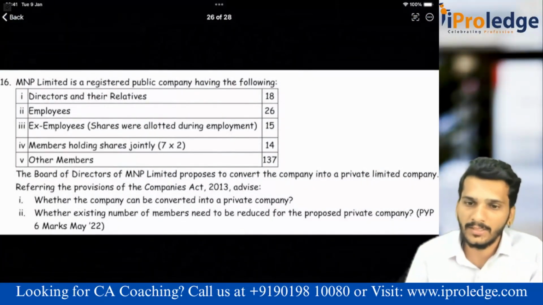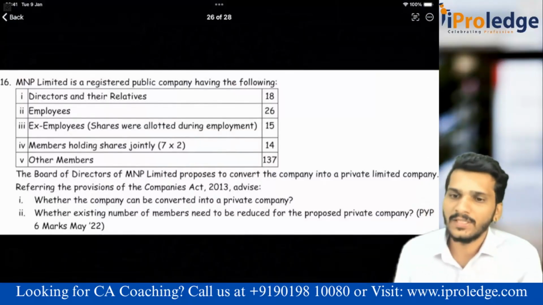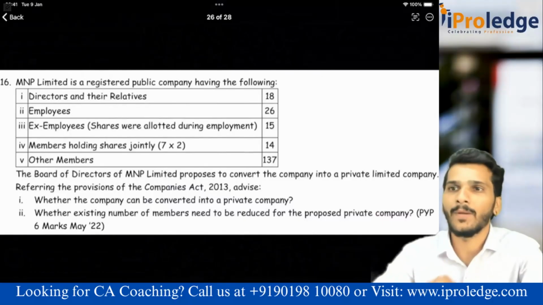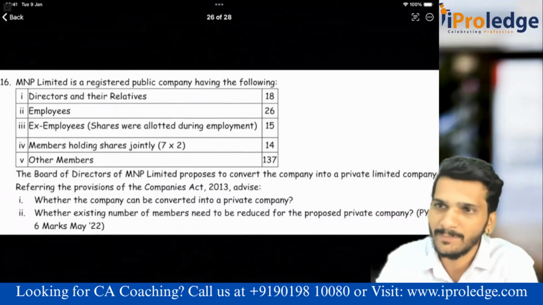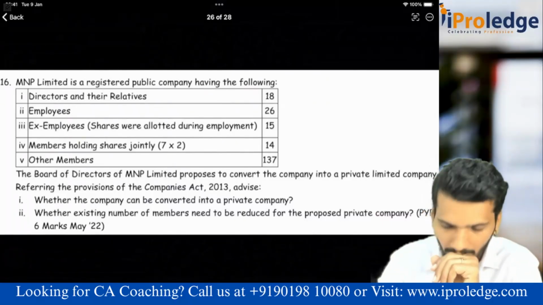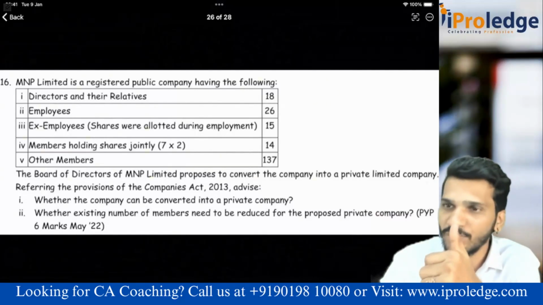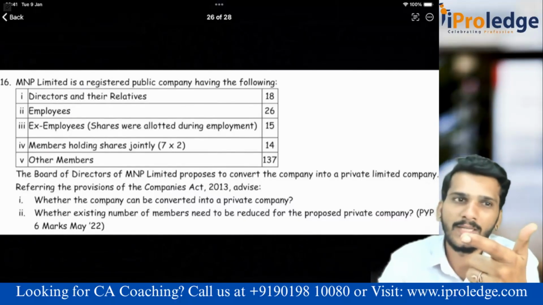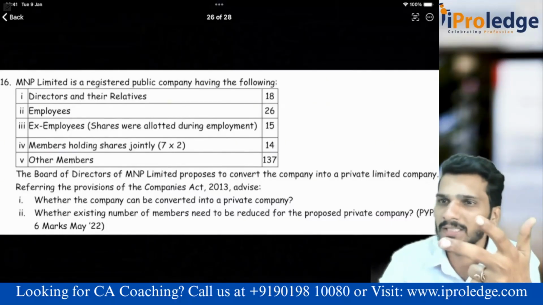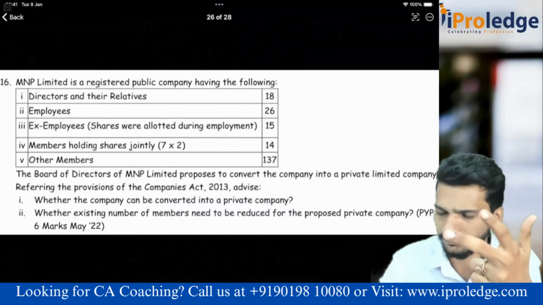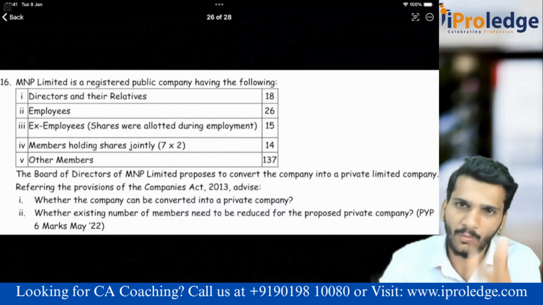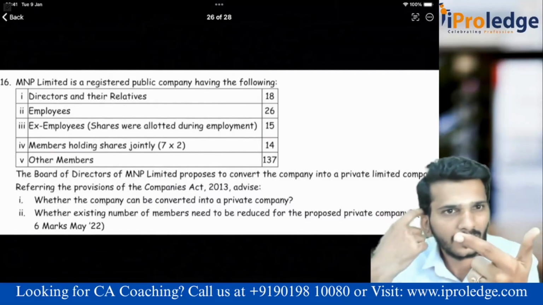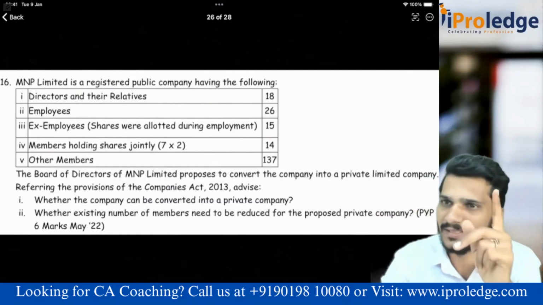See here, the question is: MNP Limited is a registered public company. I'll repeat the conditions. When can it be a private company? Whenever its articles mention restriction on the transferability of shares. Second, prohibition on invitation to the public for shares. Third, except in case of OPC, the number of members is limited to 200, but for counting 200, employee shareholders and ex-employee shareholders are not considered, and joint shareholders are considered as a single shareholder.